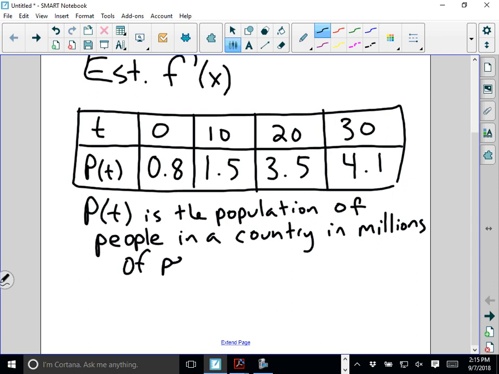So let's just talk a little bit about that unit here. P of t is the population of a country in millions of people. So at t equals 0, the population isn't 0.8 people. That would be really difficult to do. It would be 0.8 million people, so 800,000 people. T is going to be measured in years since, let's say, 1970.